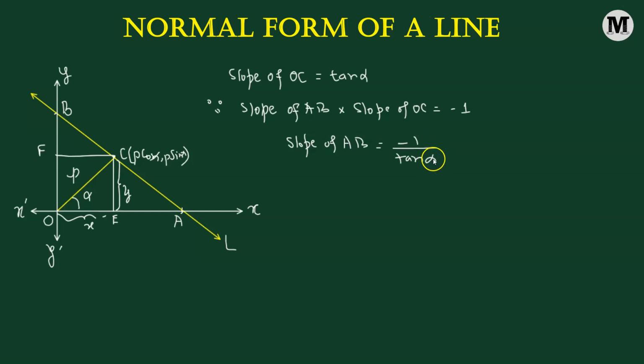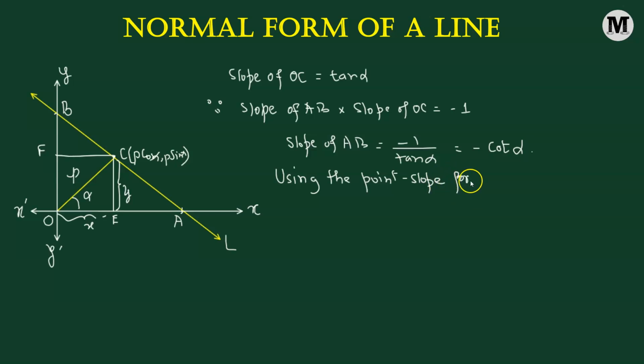We know that 1 over tangent of alpha is simply the cotangent function. So our slope becomes negative cotangent of alpha. Fine. So now we have the slope of the line L. We have the line L whose slope is known, and it also passes through the point C whose coordinates are known. So here we can use the point slope form of a line, and that is going to help us obtain the equation of the line.